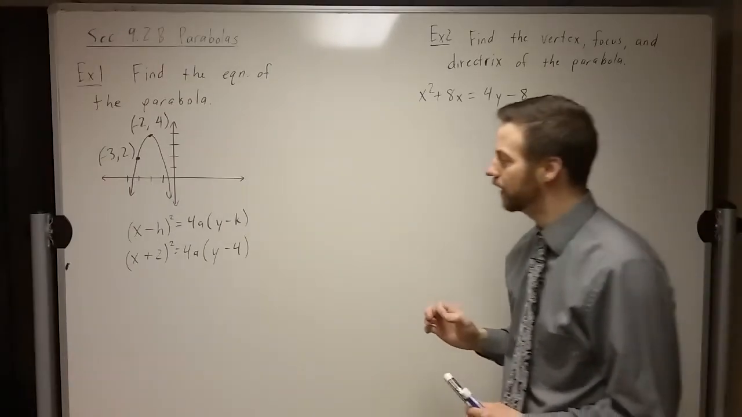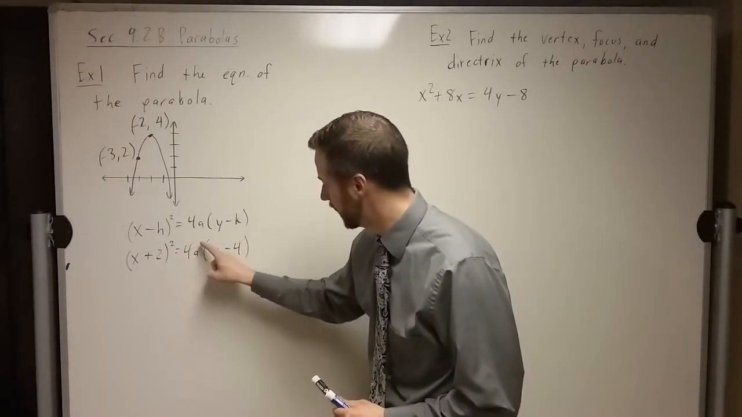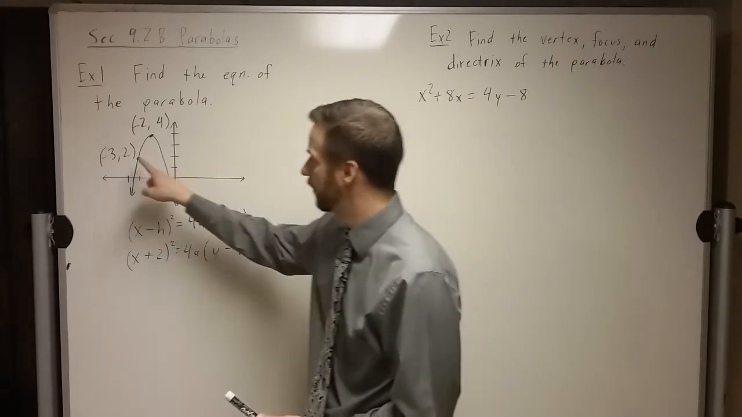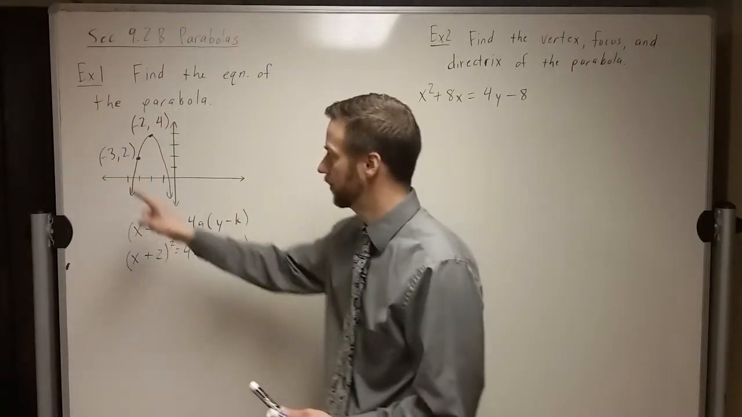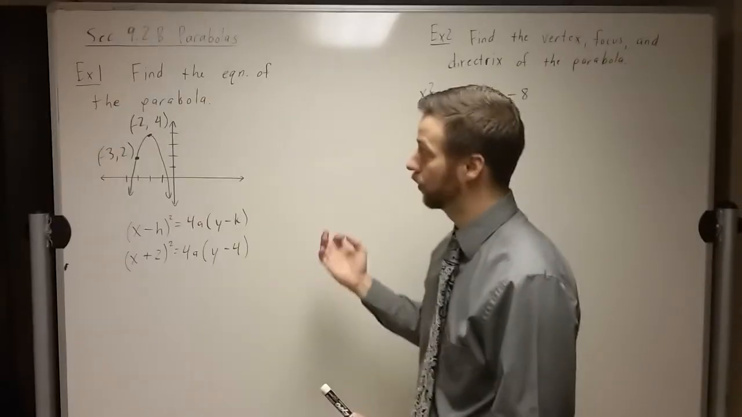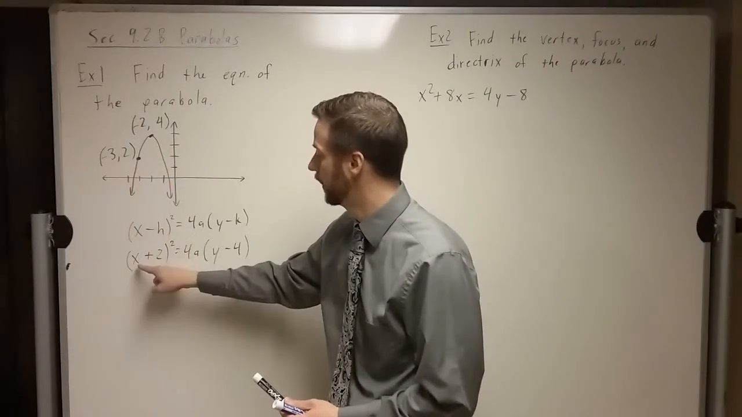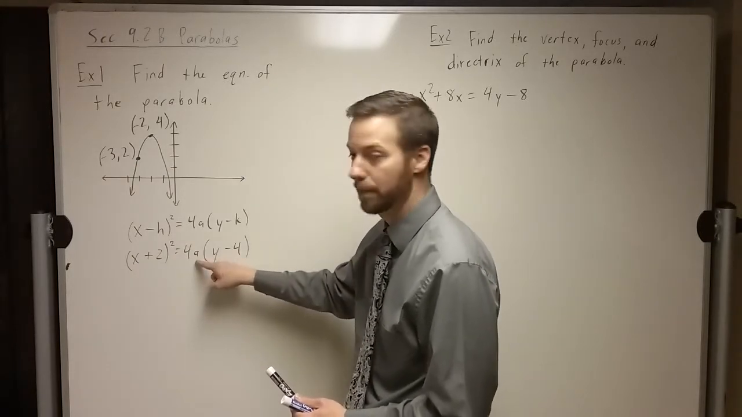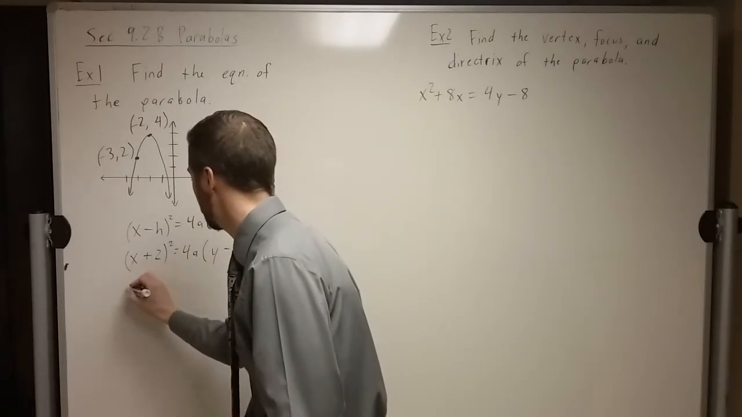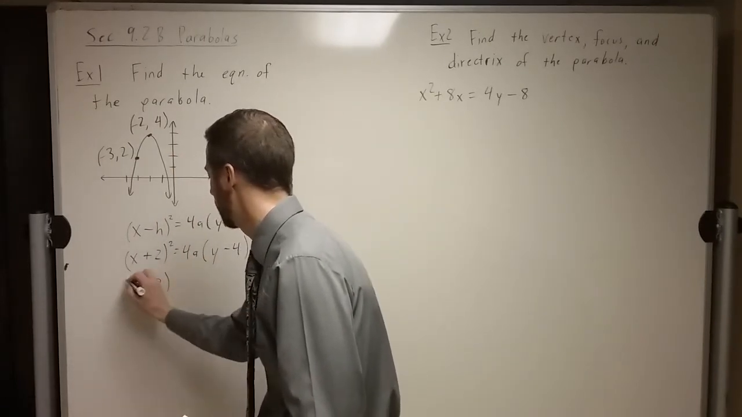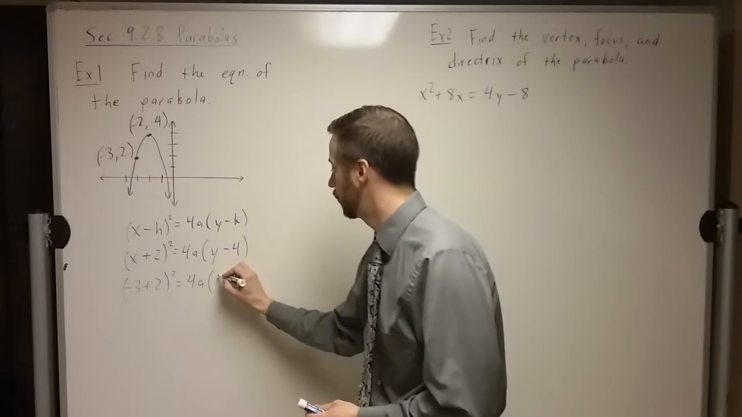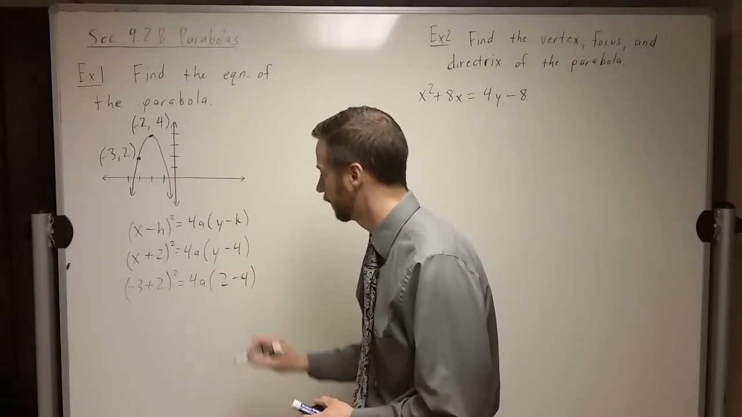All right, and then to figure out what the rest of this should be, we need to figure out what a is. To figure out what a is, we do have a point that has to work in this equation. Since it's on the graph, this x, y needs to work in this equation. So I'm going to take this point, put it in for x and y, and then see what that makes a. That's going to leave a my only unknown. So I'm going to do -3 in for x: (-3 plus 2) squared equals 4a times (2 for our y coordinate, minus 4).